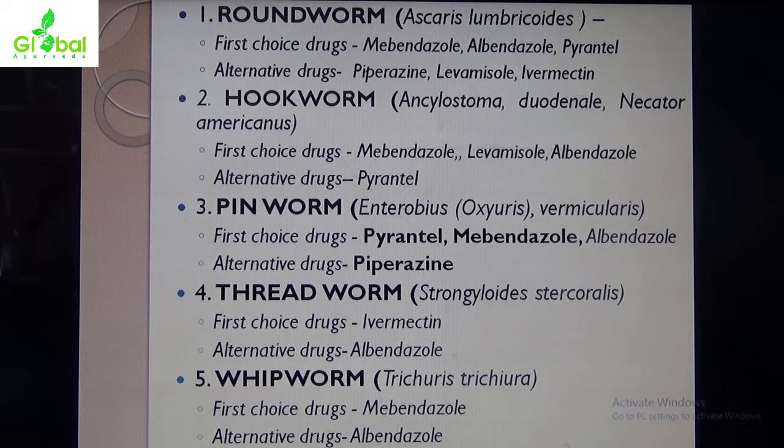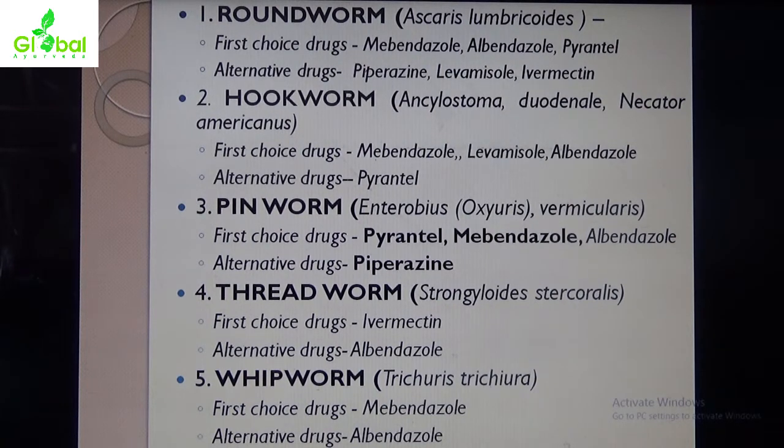Many helminths are there. Now we will first see about helminths. What are helminths? Which helminths infest the body? Many helminths like roundworm, hookworm, pinworm, threadworm, whipworm, and tapeworm infest the body through various sources. Roundworm is known as Ascaris lumbricoides.